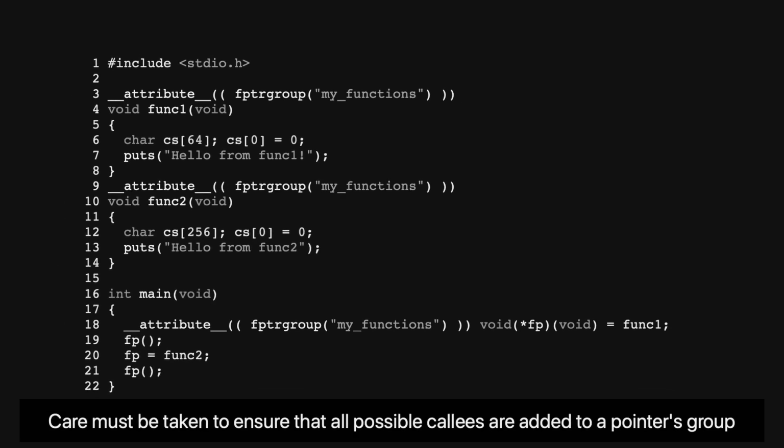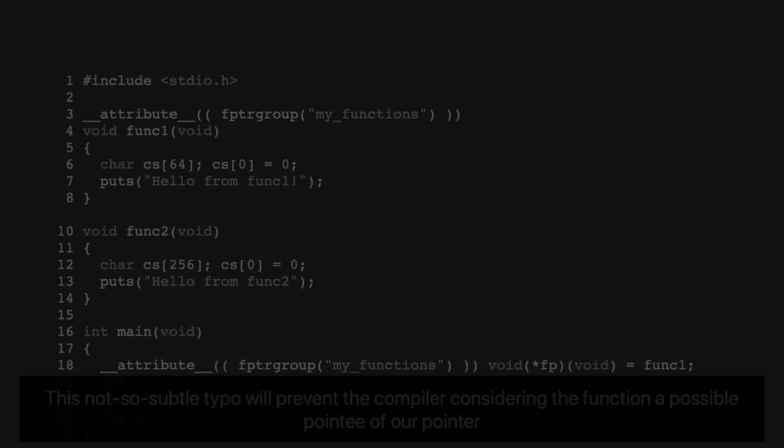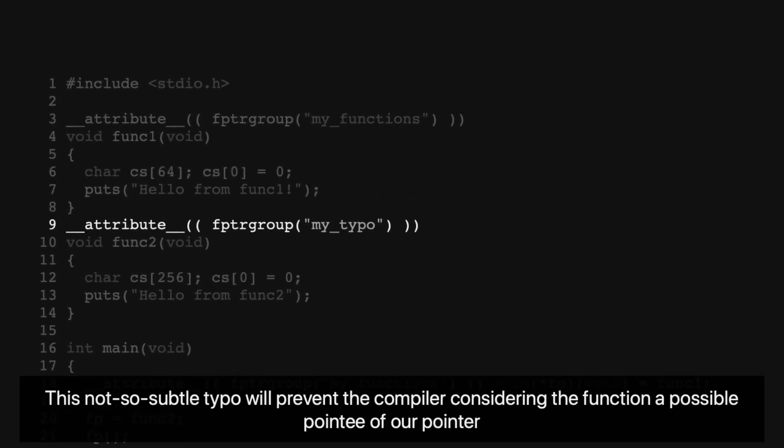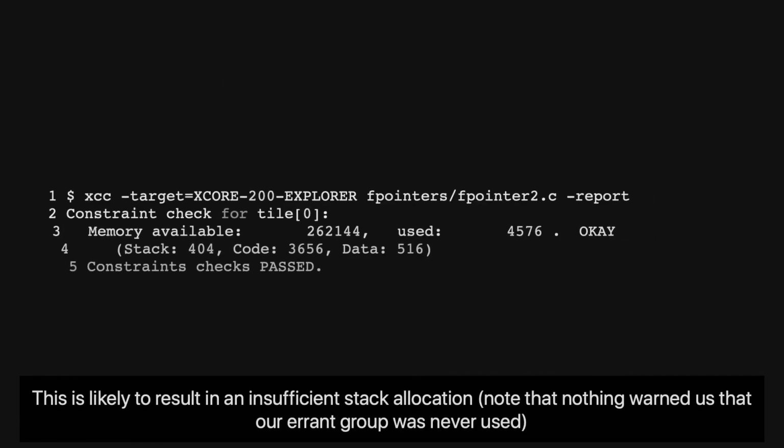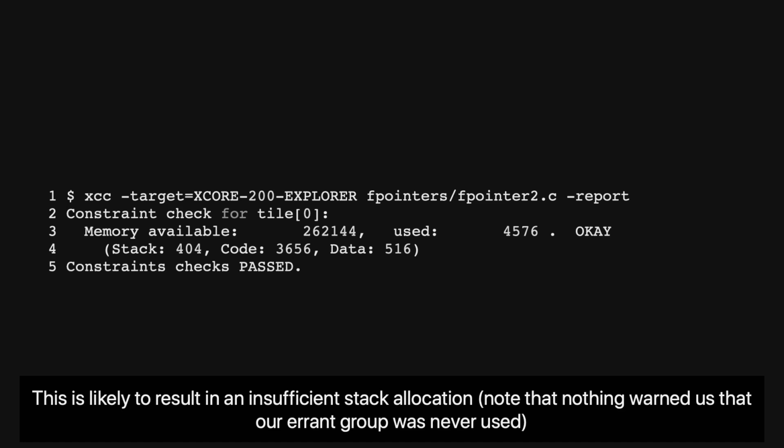It's important to be careful when annotating code, as mistakes generally can't be detected by the tools. Here, setting an incorrect group on our function will prevent the tools considering it a possible callee for stack size calculation purposes. This is likely to result in an insufficient stack being allocated, and as we see here, there's no diagnostic even though our group was never used.